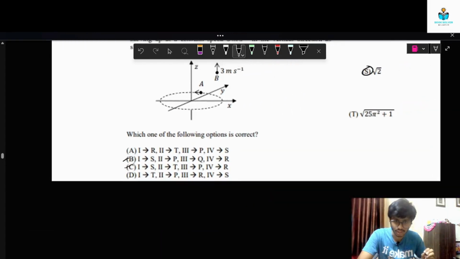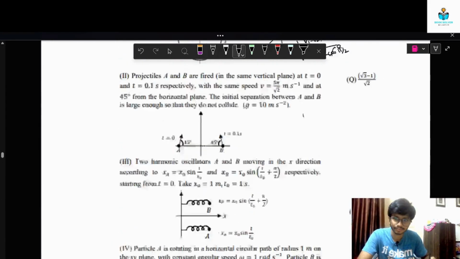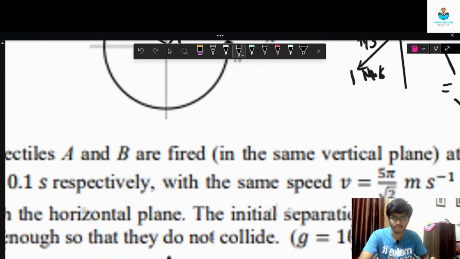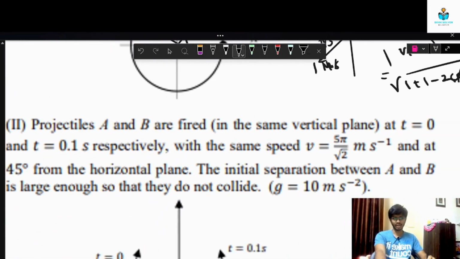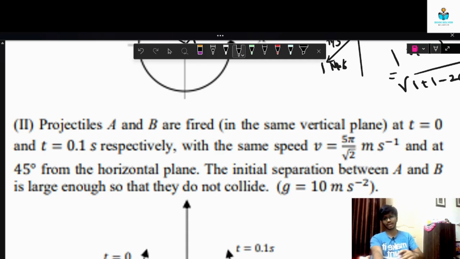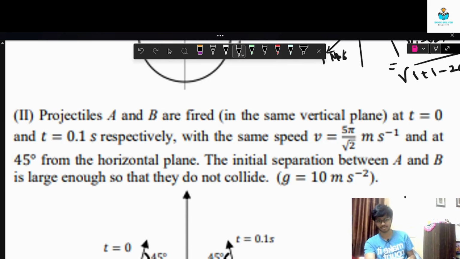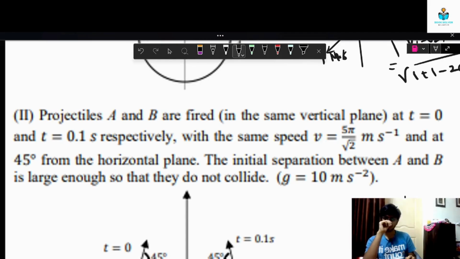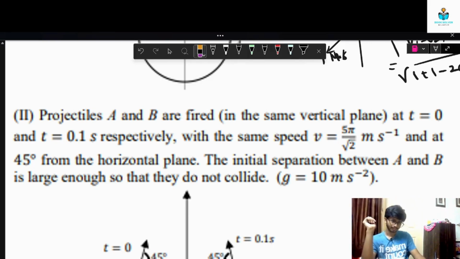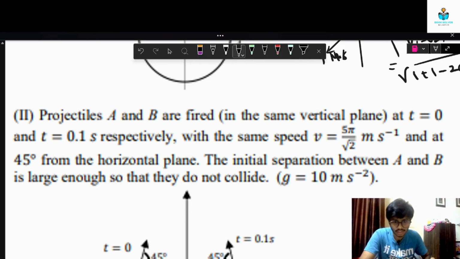Now let's check the second one. Projectiles A and B are fired in the same vertical plane at t equals 0 and t equals 0.1 seconds respectively, with the same speed v equals 5 pi by root 2 meters per second at 45 degrees from the horizontal plane. The initial separation between A and B is large enough so they do not collide. So let's calculate. Let's say this final velocity will be v1, this will be v2.